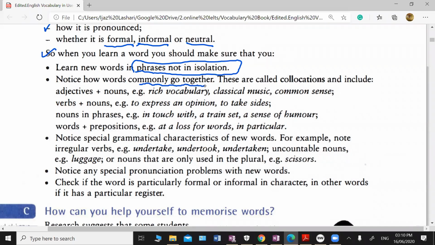These are called collocations. We will study what the different collocations are in this lesson today. It means when words go together, not just one word, that is called collocation. For example, here we have adjective plus noun. Rich is an adjective. Vocabulary is a noun. So when you say rich vocabulary, that is a collocation.